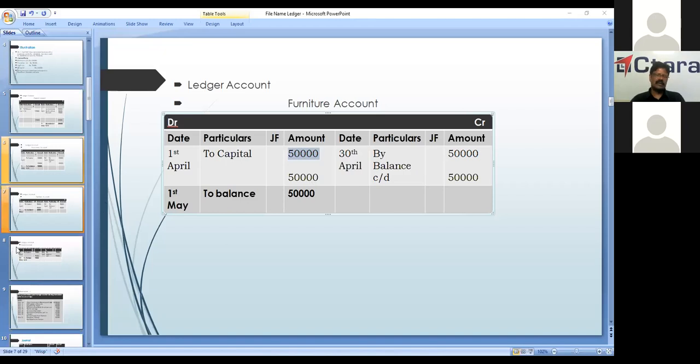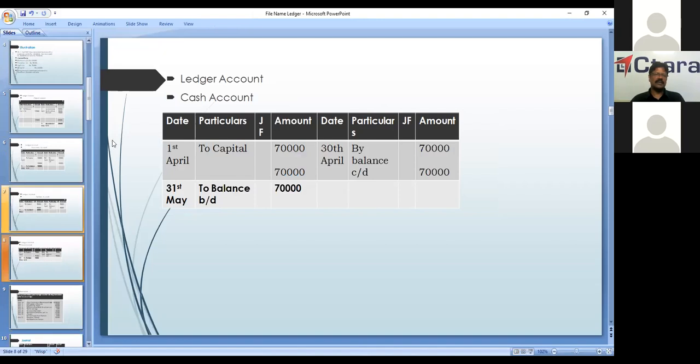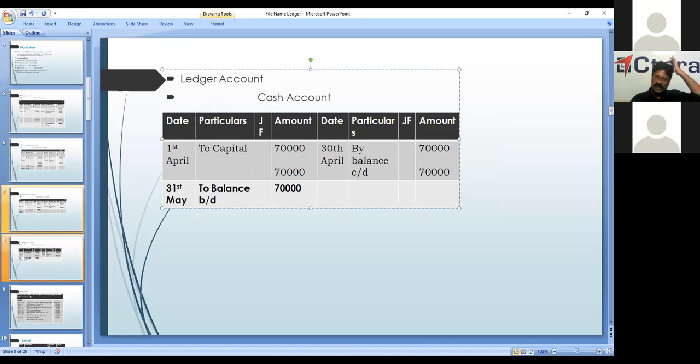Next, cash account. Cash is also a debit item. So we have to put the amount in the debit column. Received as capital, it's to capital 70,000, and then by balance 70,000. We have to balance the account. The other side also we have to put the same amount and balance the account, 70,000, 70,000. Okay, so this is a small illustration.